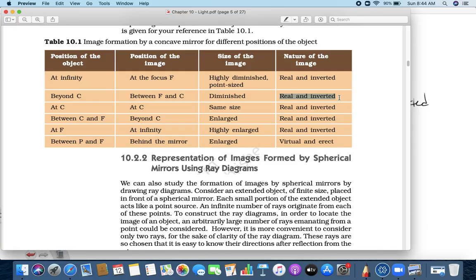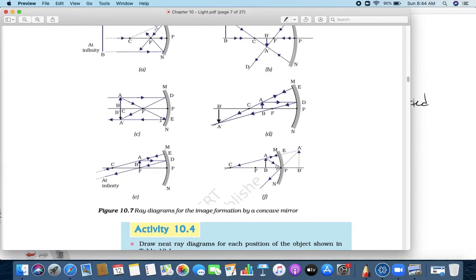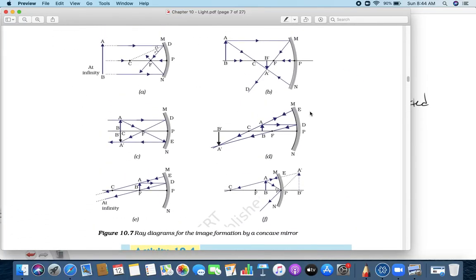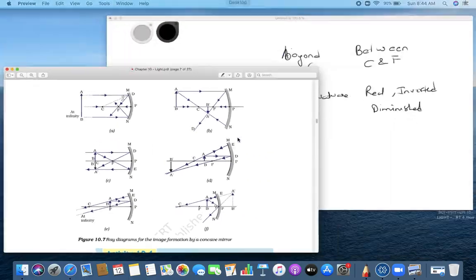Now we are going to take the reverse way. First, at infinity, where do you get the image? At F. Now we said beyond C, between C and F. Now we are going to take the reverse procedure: between C and F and beyond C. It's just the reverse thing, so easy to remember. So what is the next case? Between C and F. Let me show you that also.